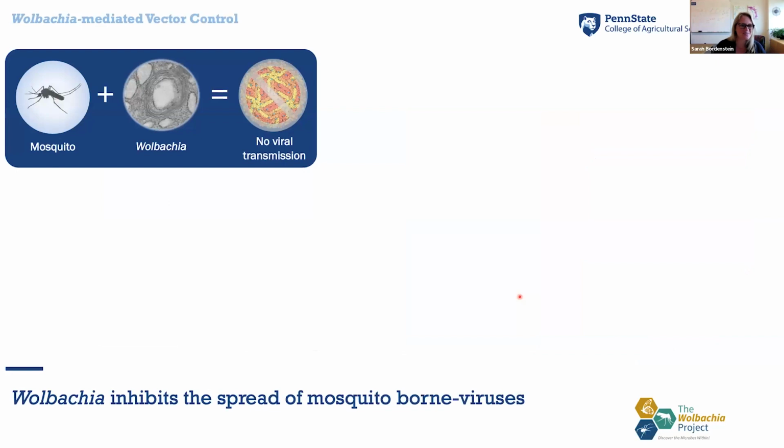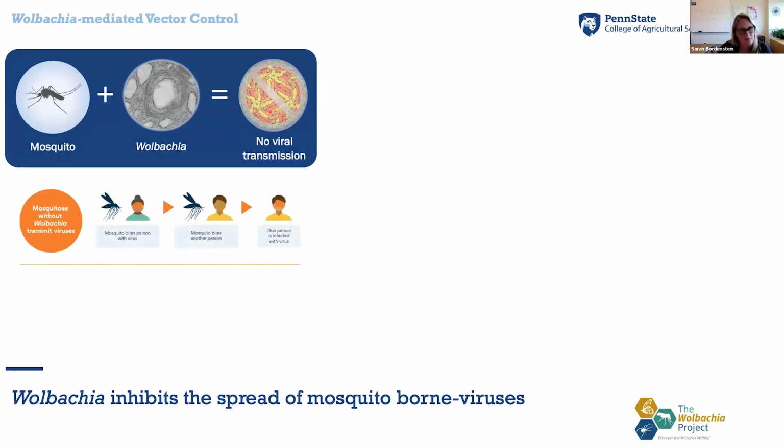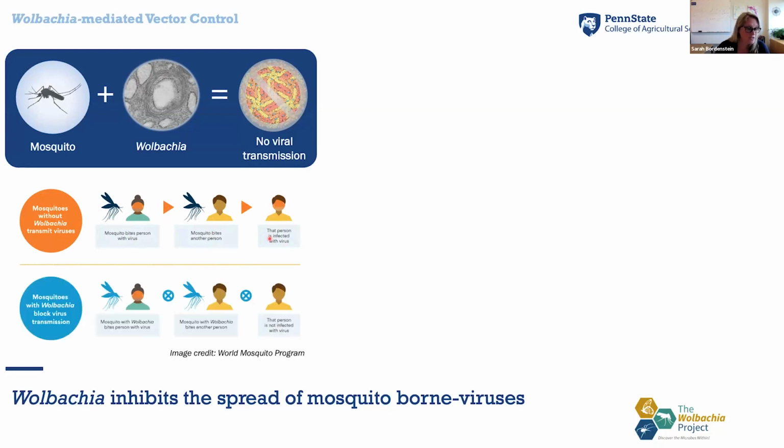So going back to what Seth was talking about, Wolbachia being able to inhibit the spread of mosquito-borne viruses. If we have Wolbachia in a mosquito, as he said, it can inhibit the transmission of the virus. One way to look at this is, for example, when we think about dengue or chikungunya or Zika, if a mosquito doesn't have Wolbachia, it bites a person with the virus, the virus replicates within that mosquito, it goes on to bite the next person, and will transmit the virus to that person. However, if that mosquito has Wolbachia, it still bites the first person, but it inhibits the transmission of that disease to the second person, so that person does not become infected with that virus.